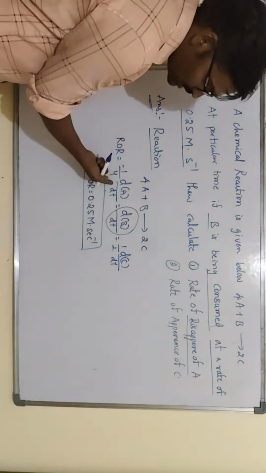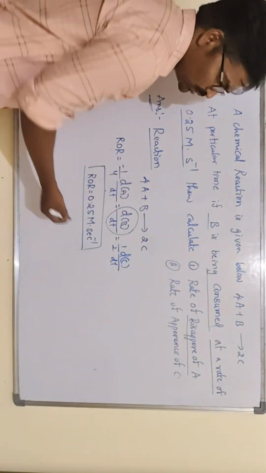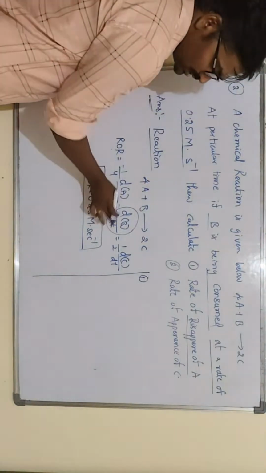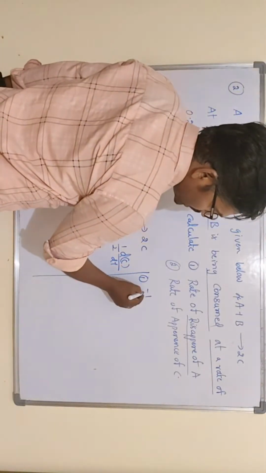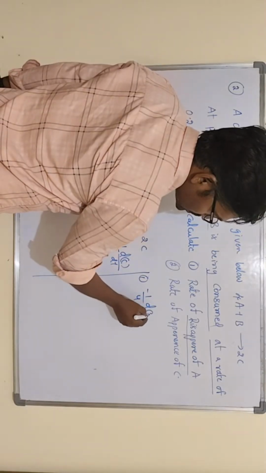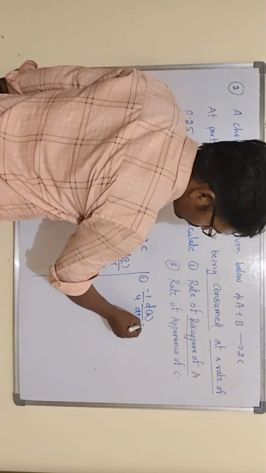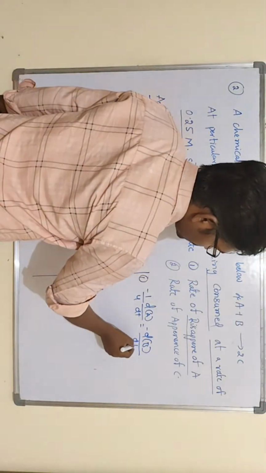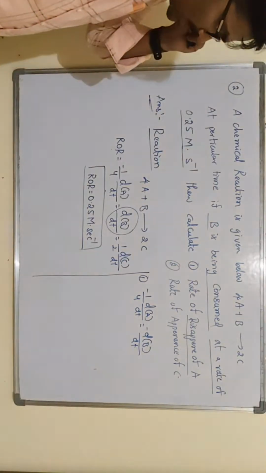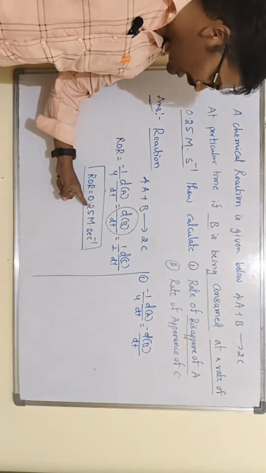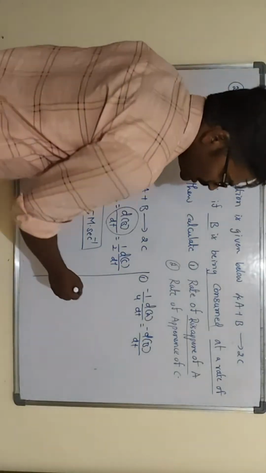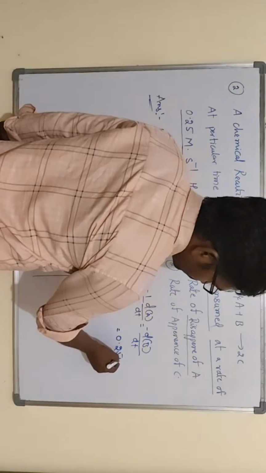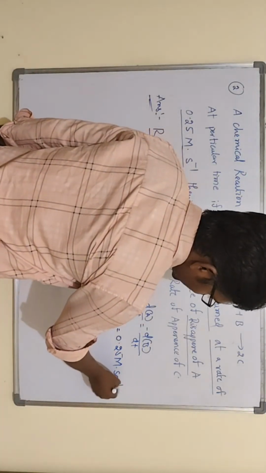So once the A term and this term are both equal, for the first question, rate of disappearance, we make both equal. So what will be there? Minus 1 by 4 d[A]/dt equals minus d[B]/dt. The d[B]/dt value, how much is given? That is 0.25 molarity second inverse.